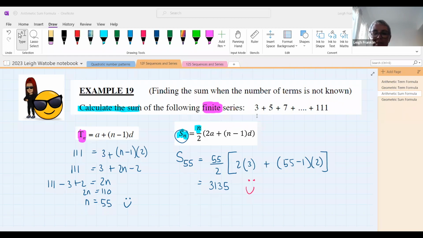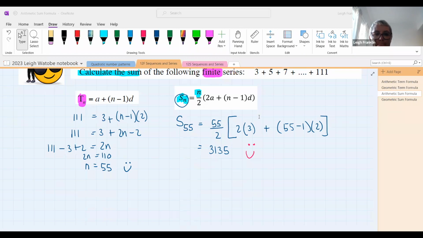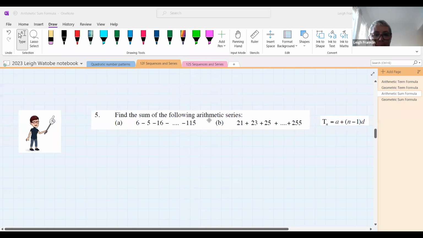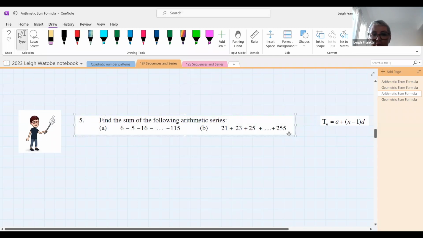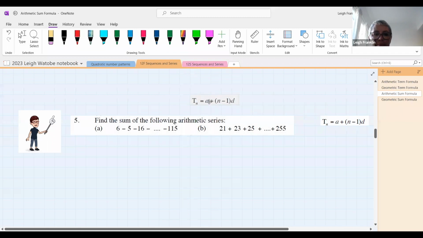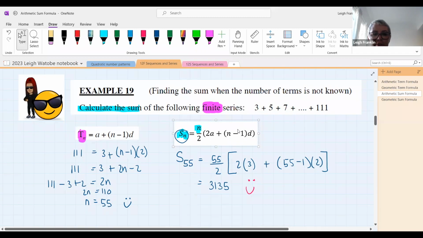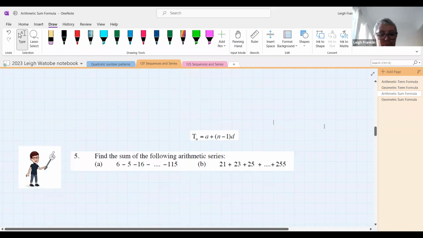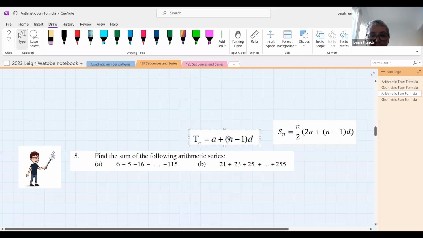Take some screenshots. What I'm going to do now is go down to the example. So you can choose which one you want to do, A or B. Let's just grab the other formula for you.